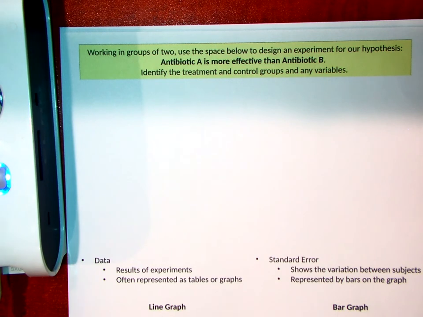Alright, so this says working in groups of 2. If you have someone else taking this class that you can work with, then you can work together. If not, you can do this on your own. But working in groups of 2, and this is our question of the day, use the space below to design an experiment for our hypothesis, which is that antibiotic A is more effective than antibiotic B. And make sure you identify the treatment and control groups and any variables.